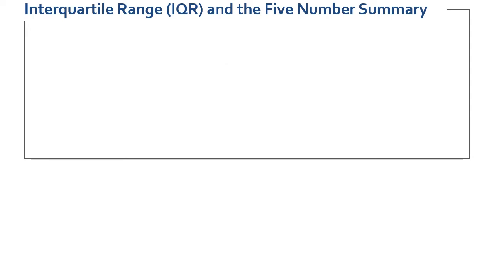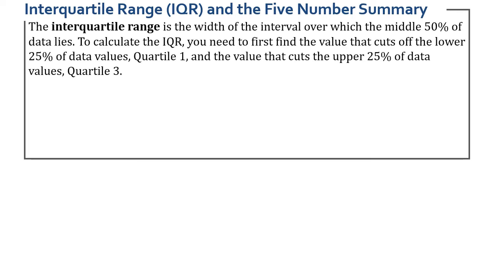Another way that we can use this to measure variation of the data, and make it even better, is the interquartile range and the 5-number summary for measuring the spread of a non-symmetric distribution. The interquartile range, which you'll sometimes see called IQR, is the width of the interval over which the middle 50% of data lies. To calculate the IQR, you first need to find the value that cuts off the lower 25% of data values, which we call quartile 1, and the value that cuts off the upper 25% of data values, which we call quartile 3.